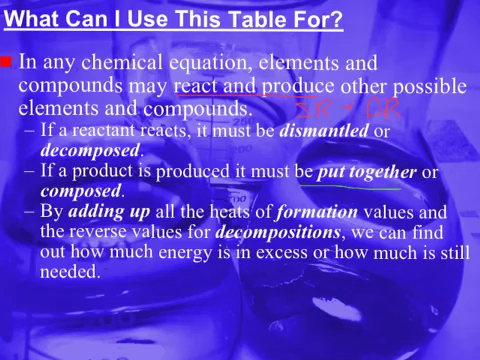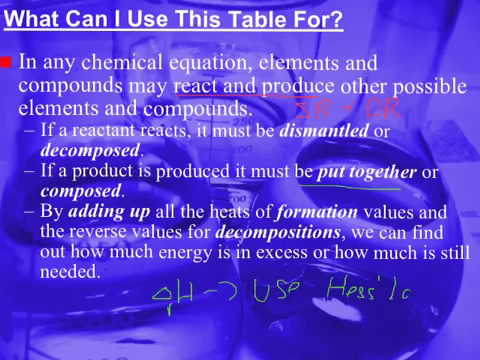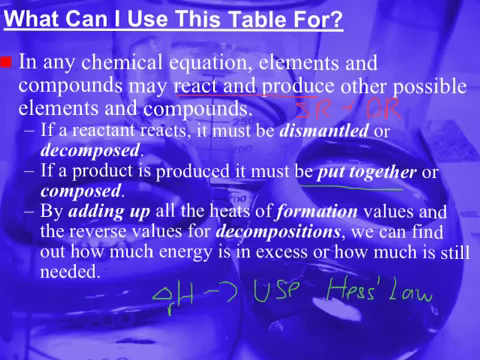So therefore, if we use the table of values for formation enthalpies and what we know about Hess's law, we can determine the enthalpy change for any reaction. We will apply this concept in the lab to determine the heat of formation for magnesium oxide.